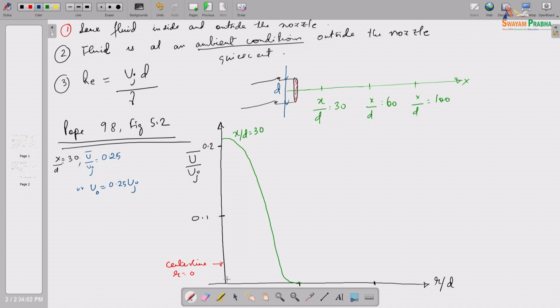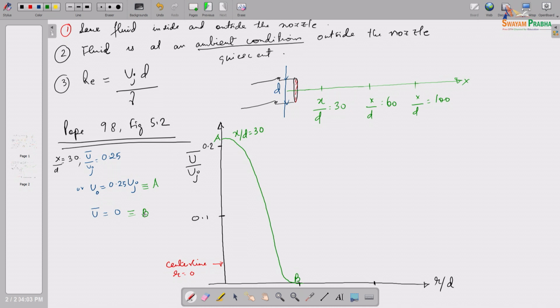Now I'm also going to mark this. Let's just say this is point A and this is point B. So this U naught corresponds to point A. Now the other one is UB, where the velocity is basically 0. So U mean is equal to 0 and that corresponds to point B.